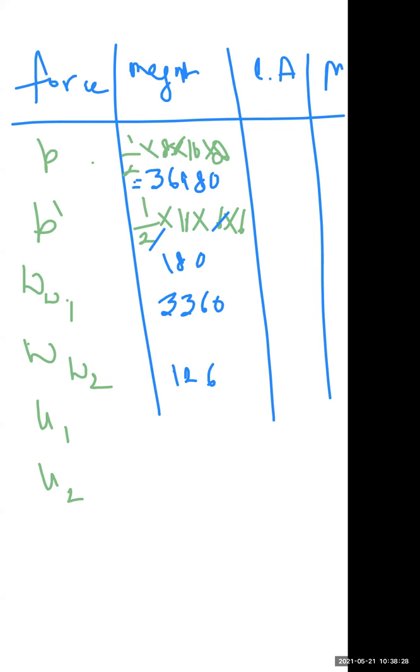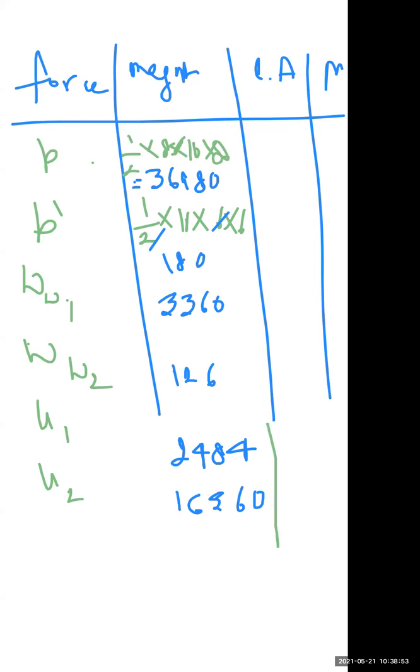And what is U1? That is the seepage force. What is the value of U1, the seepage pressure at both ends? That is 2484, and the seepage pressure at the other end is 16560.